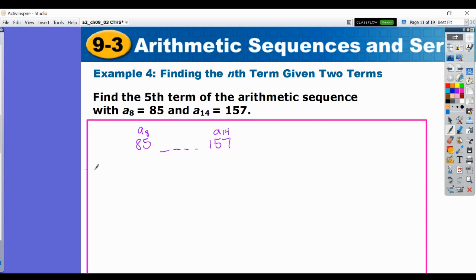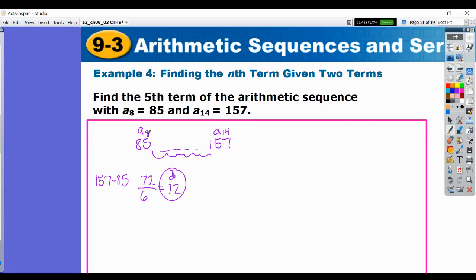So first I'm going to do it the easy way, probably 157 minus 85. Subtract those, and that's 72. And then figure out how many steps this would be. From 14 to 8, that would be 6 steps. So 72 divided by 6 is 12. So now I know my common difference is 12. And knowing that, you can go up to fill in these blanks.